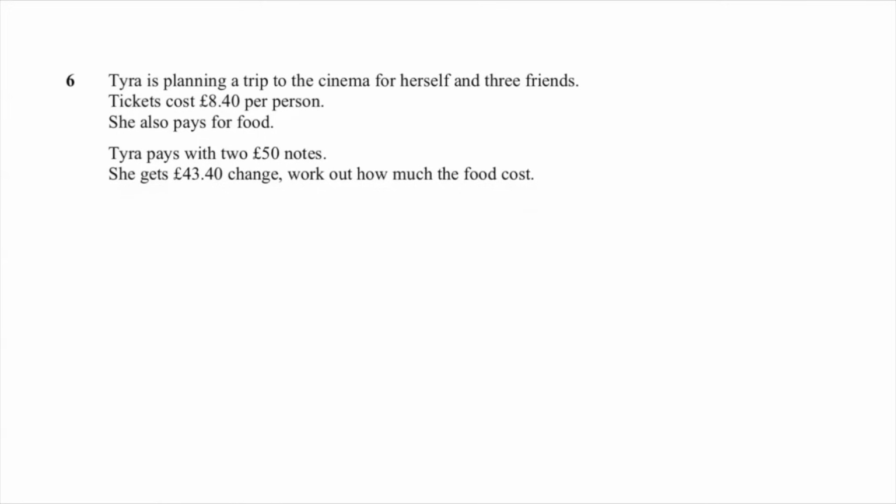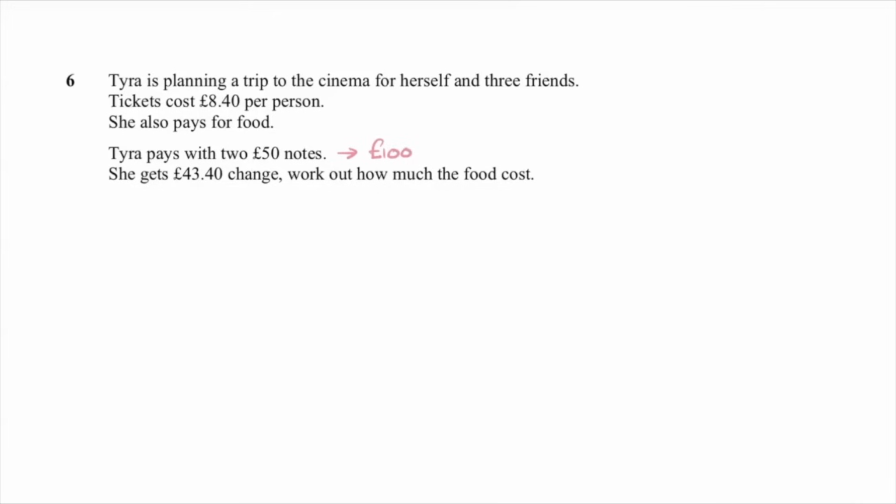Okay, a many question. So Tyra is planning a trip to the cinema for herself and 3 friends. And the tickets are going to cost £8.40 per person. She also pays for food. She is paying with 2 £50 notes. So that tells me £100. And she gets £43.40 change. We've got to work out how much the food costs.